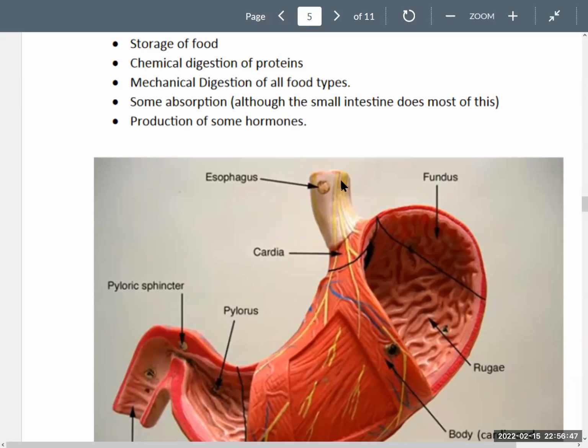Here's the way in to the stomach. Here's the esophagus. The cardiac sphincter, not labeled as such here, is right here. A sphincter muscle is a muscle that allows movement in one direction and stops movement in the opposite direction. Lets things through and not the other way. The upper part of the stomach is called the fundus.